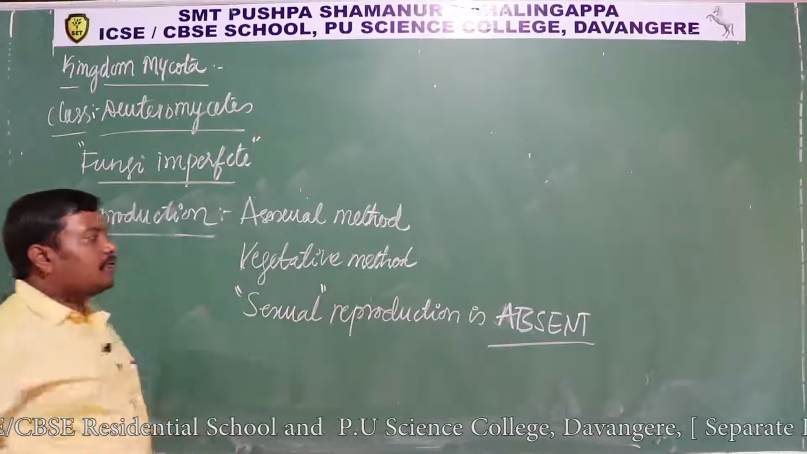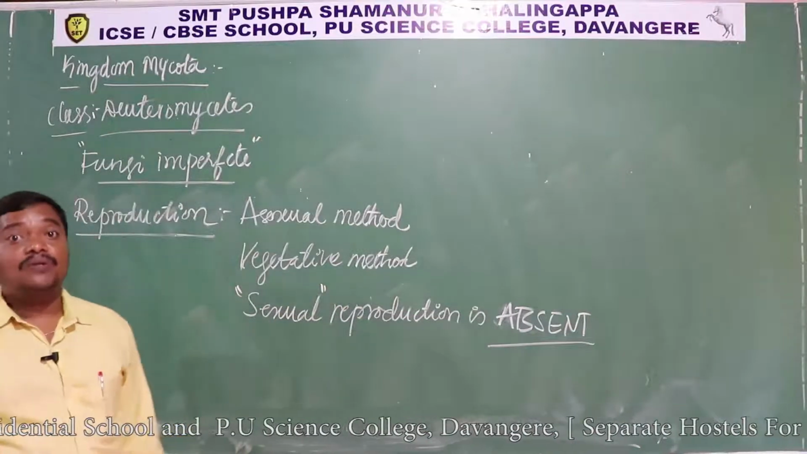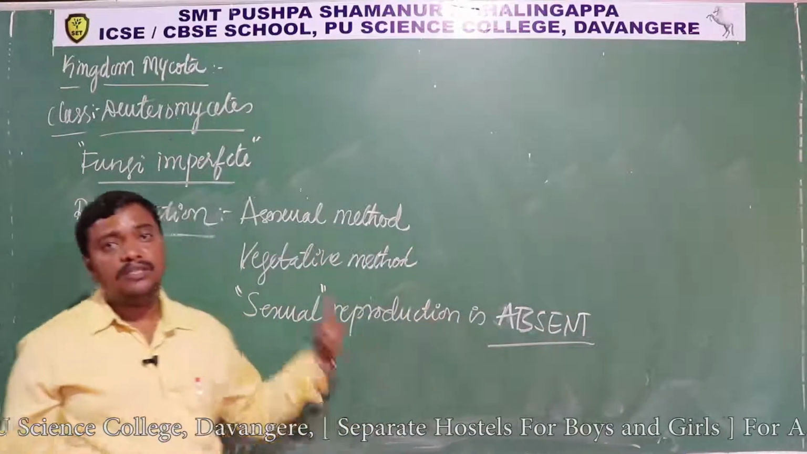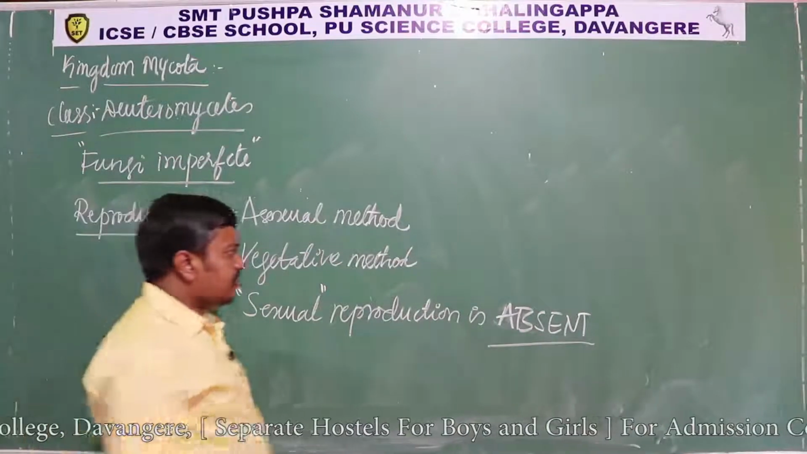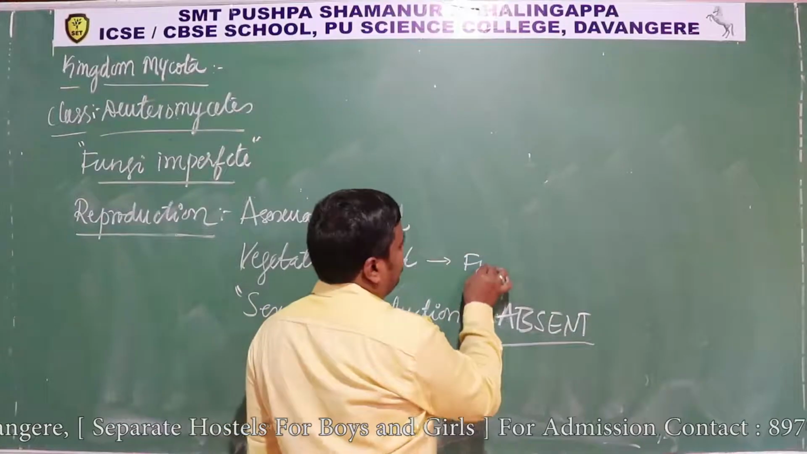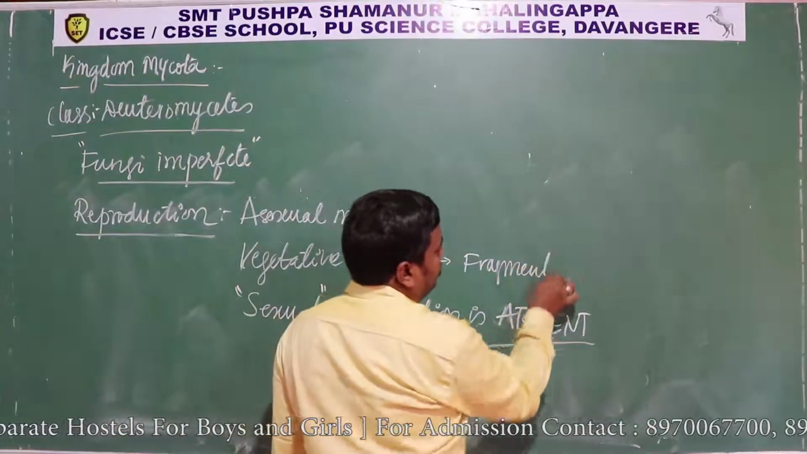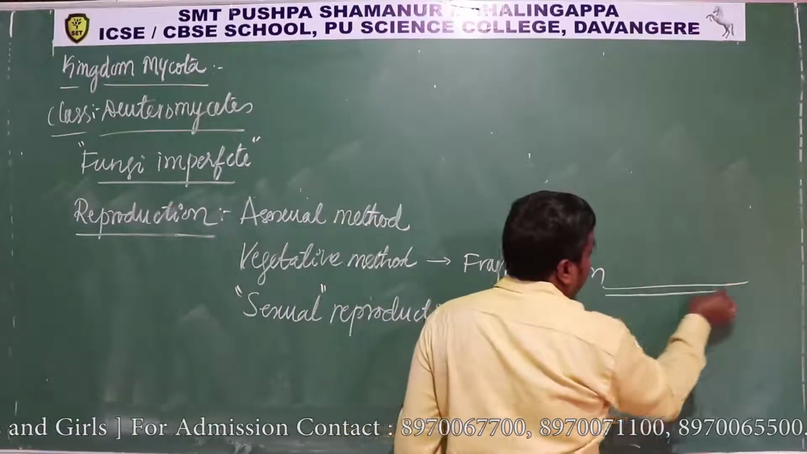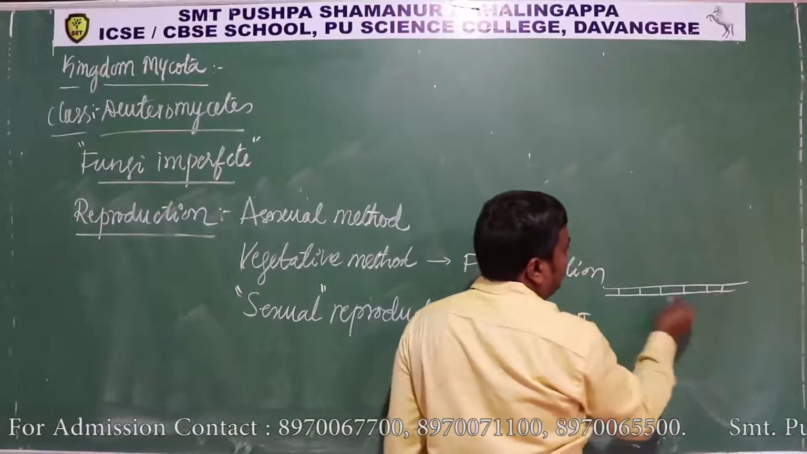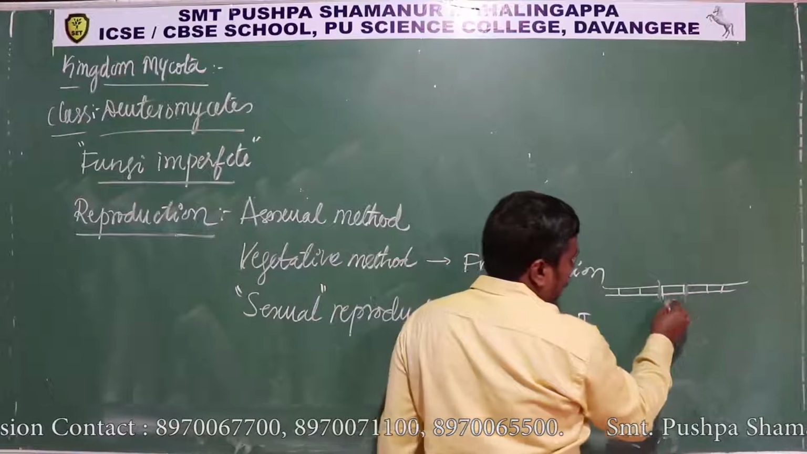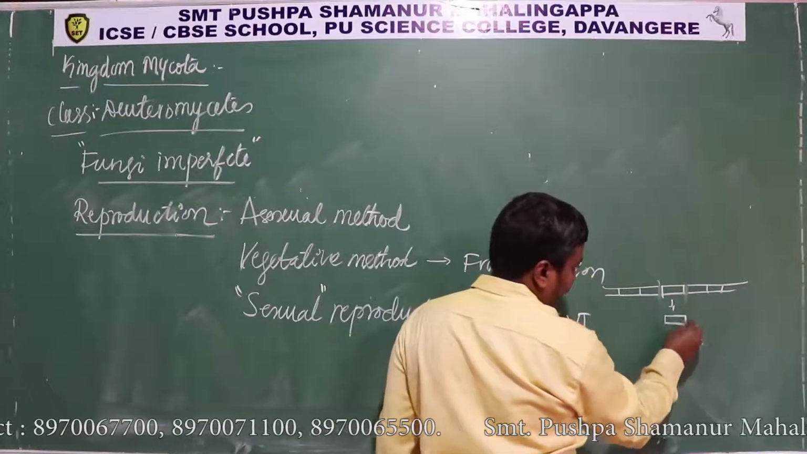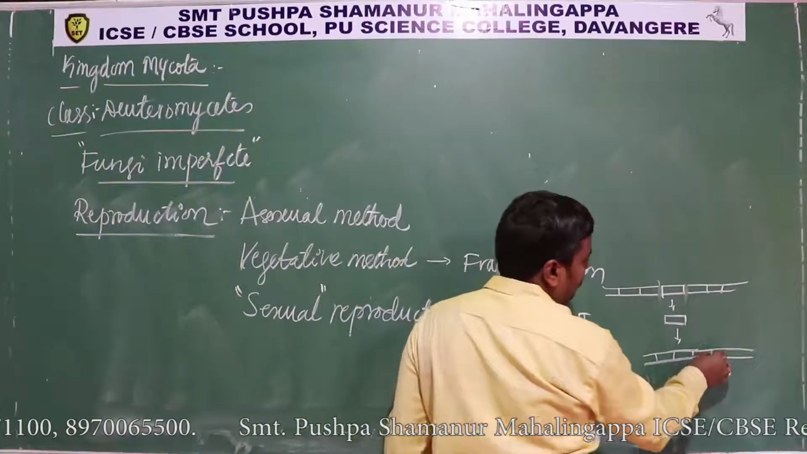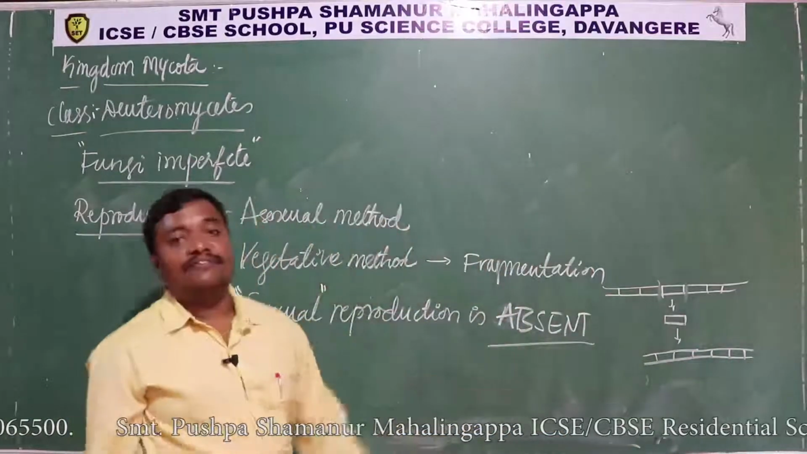So similarly, one more fungal class is there where a reproductive method is absent. The asexual method is absent in Basidiomycete, while the sexual method is absent in Deuteromycete. Then in the vegetative method, it reproduces by fragmentation. So fragmentation means hypha. Since it has septate hyphae, this septate hypha gets broken, and this single fragment can grow into individual hyphae again by regeneration. Okay, so that is fragmentation.